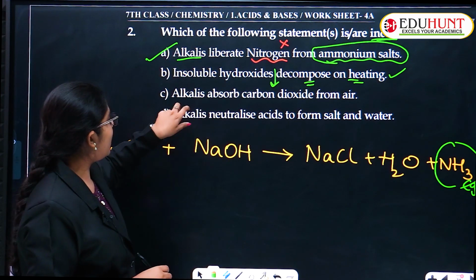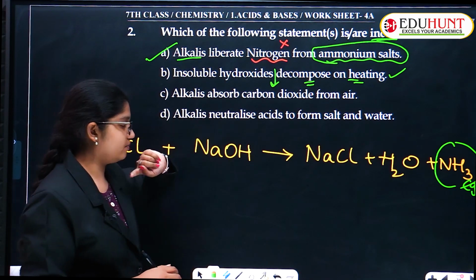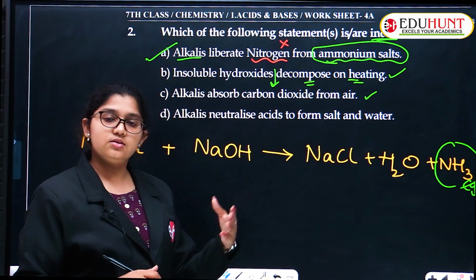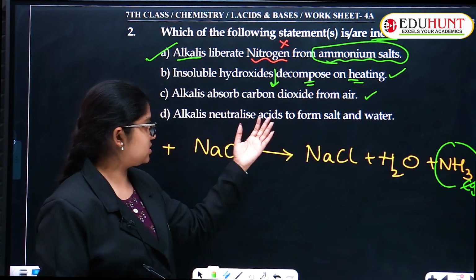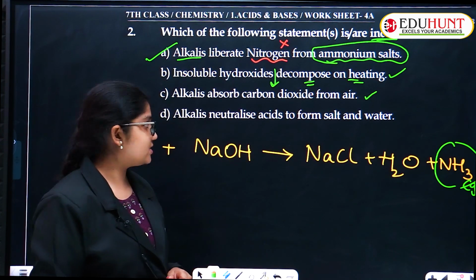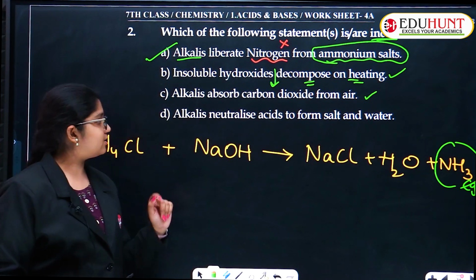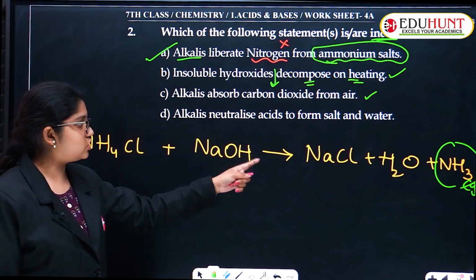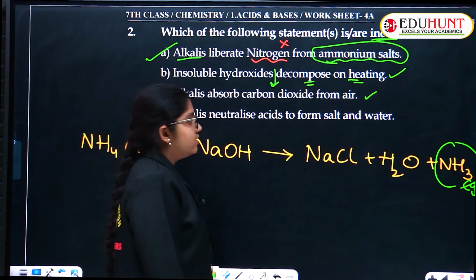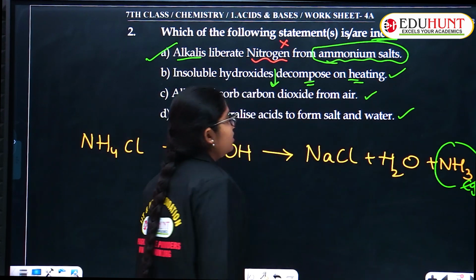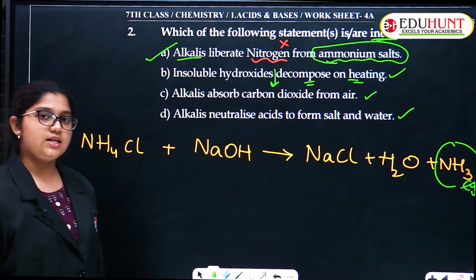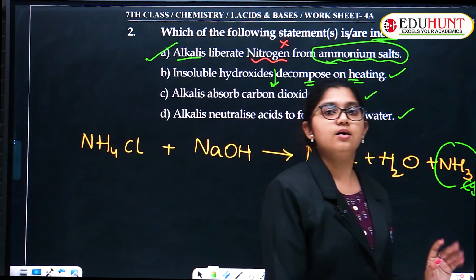Now, alkalis absorb carbon dioxide from the air. Yes, alkalis, the soluble bases, do absorb carbon dioxide from the air. So C is also correct. Now D, alkalis neutralize acids to form salt and water. Yes, the neutralization reaction. So here option A is wrong, and that is the reason we chose option A.